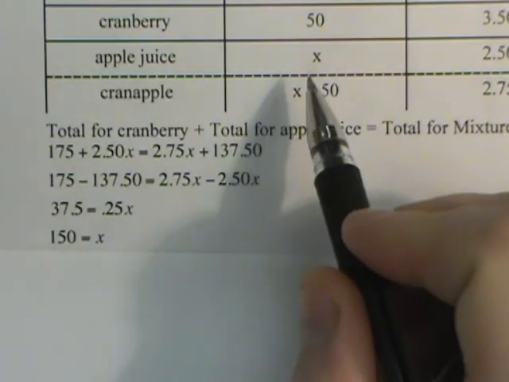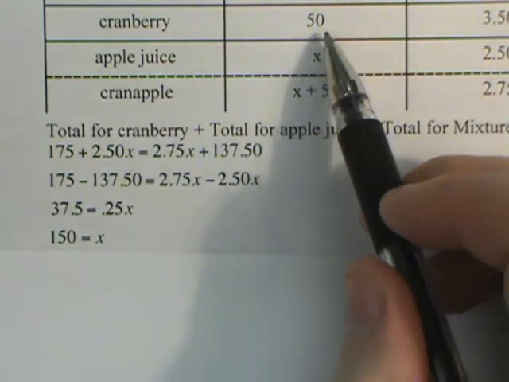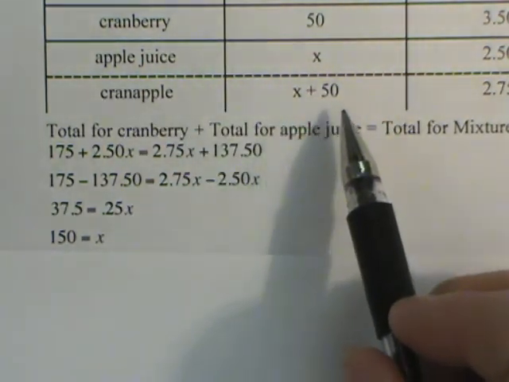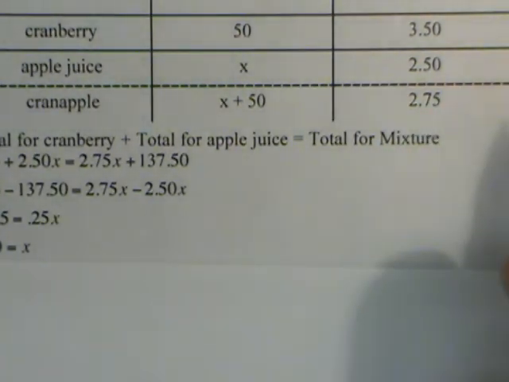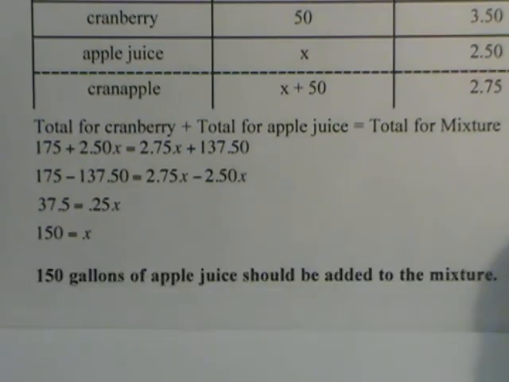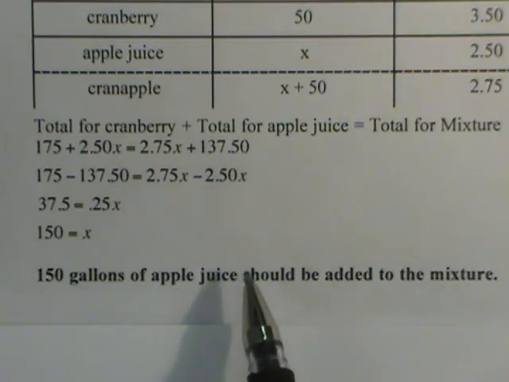That X means that I want to add 150 gallons of apple juice to the 50 gallons of cranberry juice to produce this mixture that's going to cost me $2.75 per gallon. And so that is my final answer. I need 150 gallons of apple juice added to the mixture. There's your example number 10.